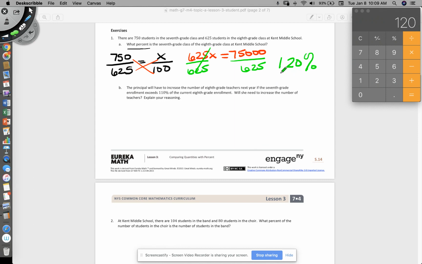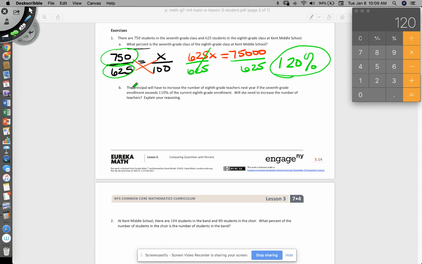And this makes sense because this number is larger than this number. So it's going to be over 100% because 100% would be 625 if they were 625 as well. That would be 100%, one whole. But since it went over 625, that's how we get a larger percentage number.